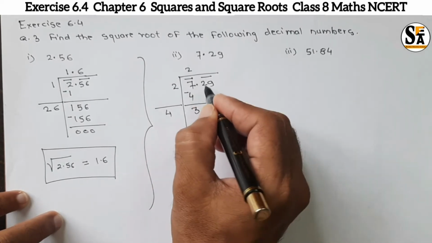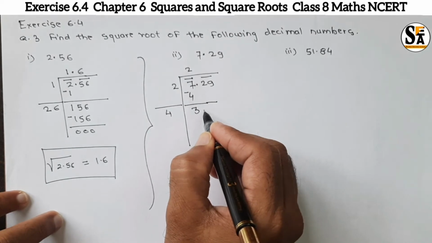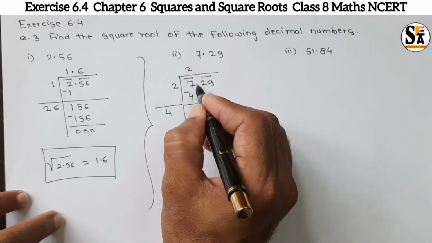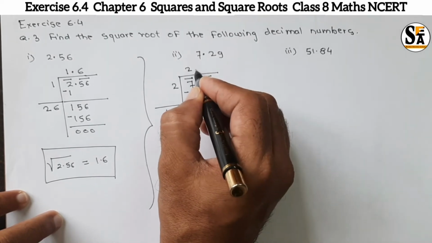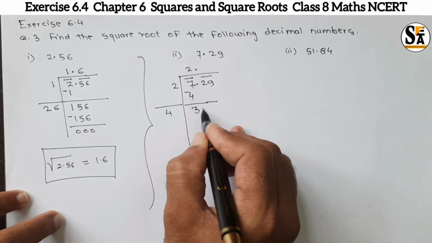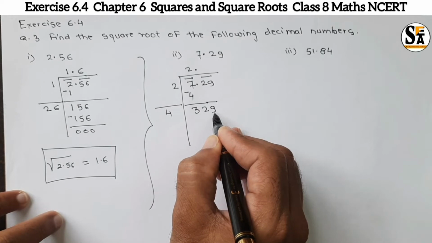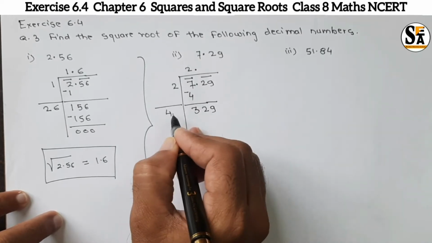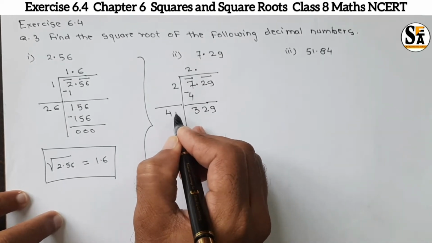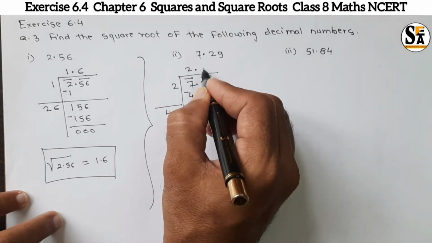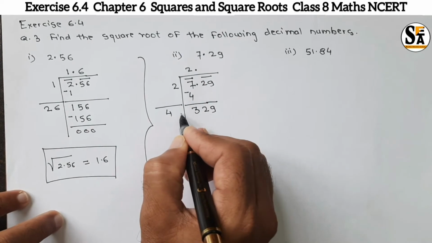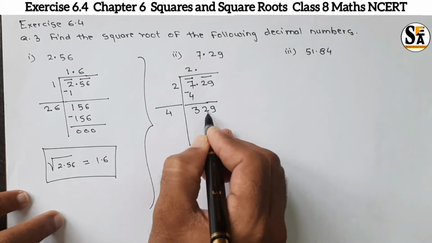Again we have to guess and put a number here. But see this, take this 29 down here. But it is after the decimal point, so put a decimal point here to compensate and take 29 here. We got the number 329. Now we have to guess the number which we are going to put here and also in the quotient, and the multiplication of this number and the quotient number must be less than or equal to 329.